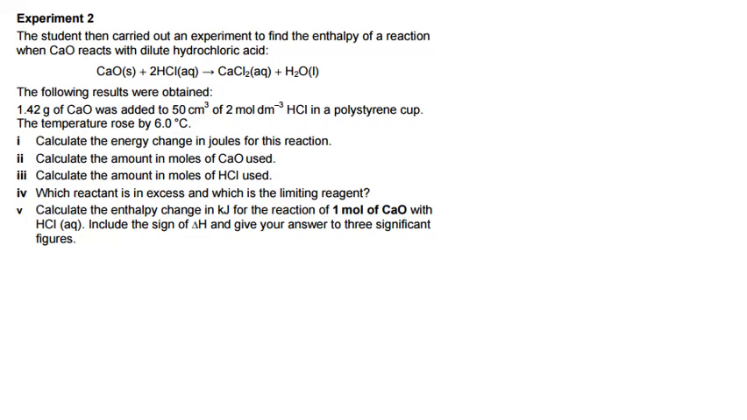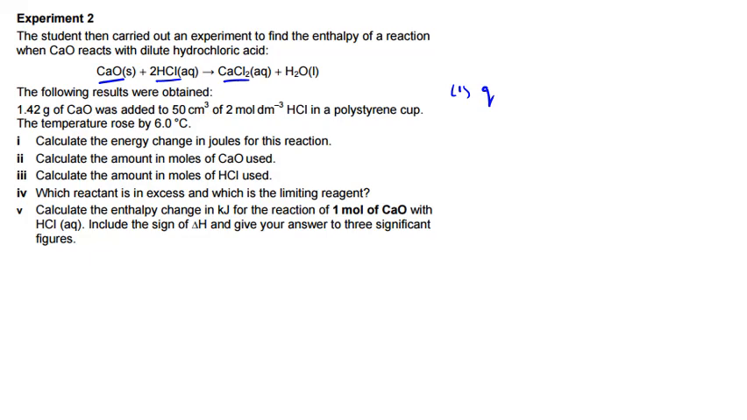And let's quickly go through experiment 2. So the student carried out an experiment to find the enthalpy of a reaction when calcium oxide reacts with dilute hydrochloric acid. That's another way of getting calcium chloride. And we've got to go through the same process. So let's do that quickly. Part 1 is going to be calculating the energy change in joules for this reaction.